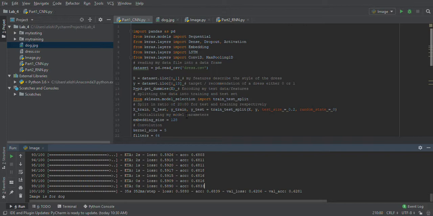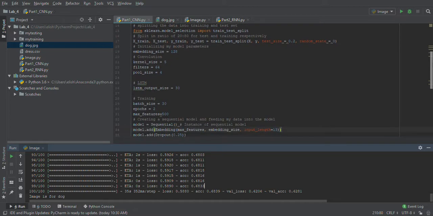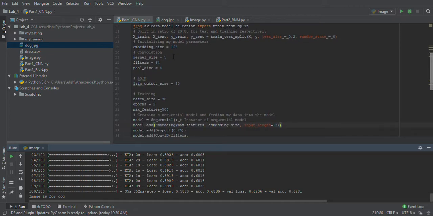and then I put my data into the training and test set in the ratio of 20 to 80%, 20% for testing and 80% for training. And then I have my parameters for my model. I have embedding size, the kernel size, the number of filters, and the pool size. The pool is actually in the form of a matrix that will give me like a 4 by 4 or such matrix.